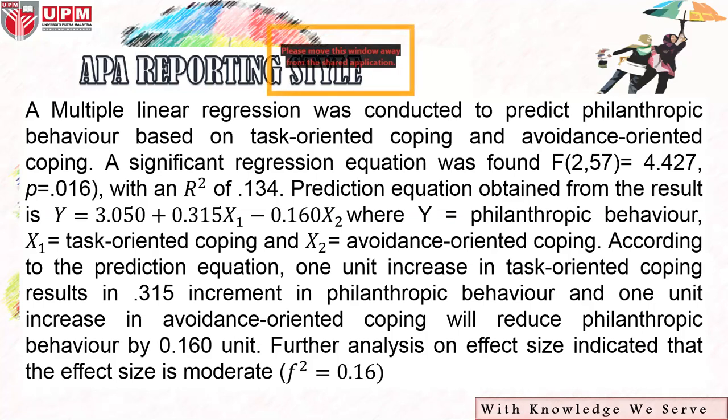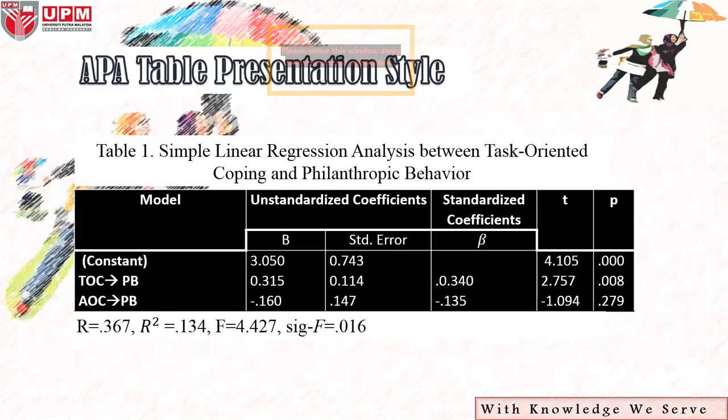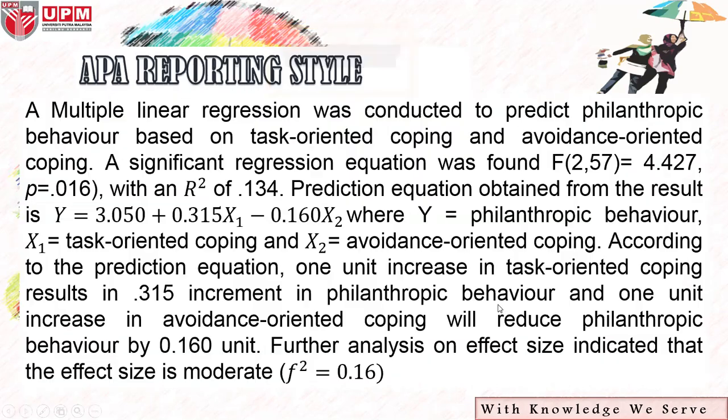According to the prediction equation, 1 unit increase in task-oriented coping results in 0.315 increment in philanthropic behavior, and 1 unit increase in avoidance-oriented coping will reduce philanthropic behavior by 0.16 unit. Further analysis on effect size indicated that the effect size is moderate. That's all. By the way, this is the standardized format, but you can arrange accordingly as long as all the necessary values are reported.